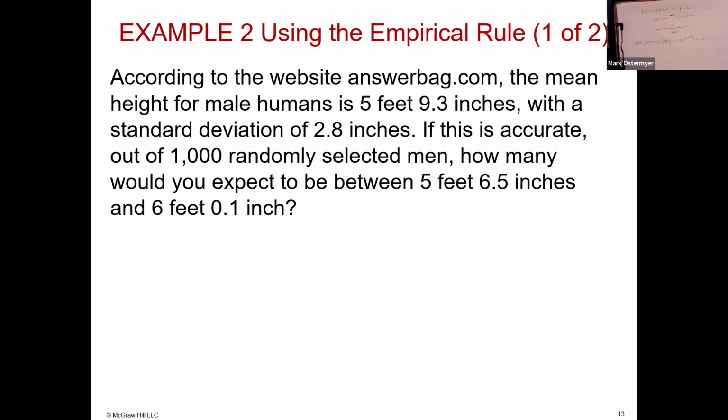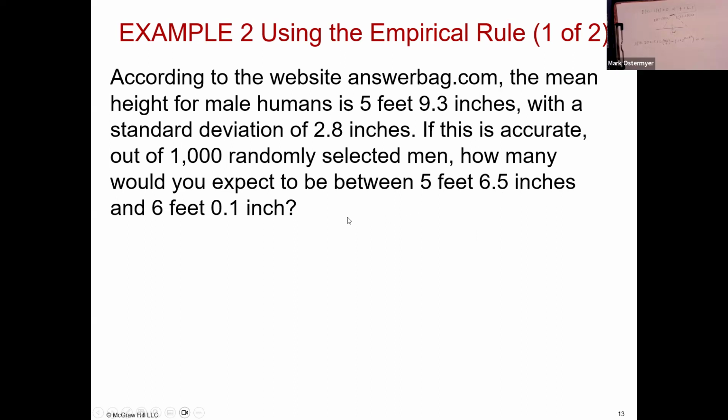Here's an example, according to the website answerbag.com. The mean height for male humans is 5 feet 9.3 inches with a standard deviation of 2.8 inches. If this is accurate, out of 1,000 randomly selected men, how many would you expect to be between 5 feet 6.5 inches and 6 feet 0.1 inches?